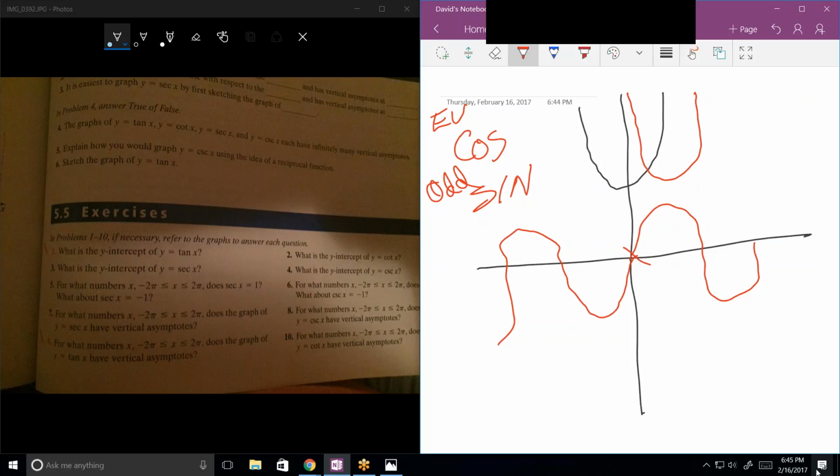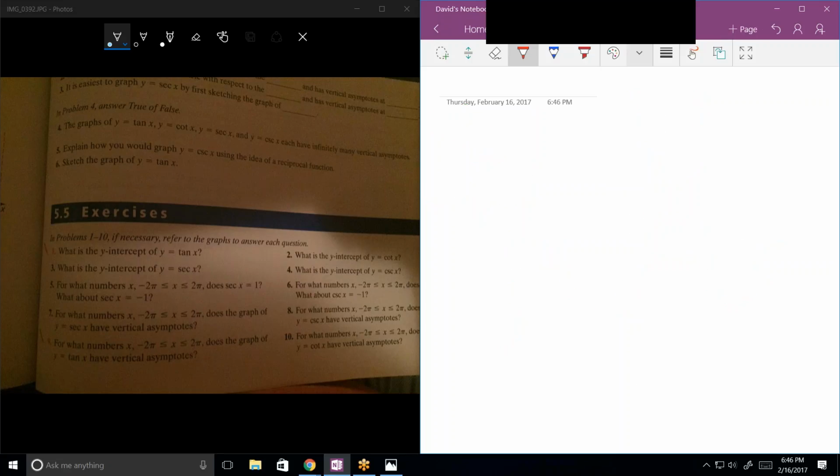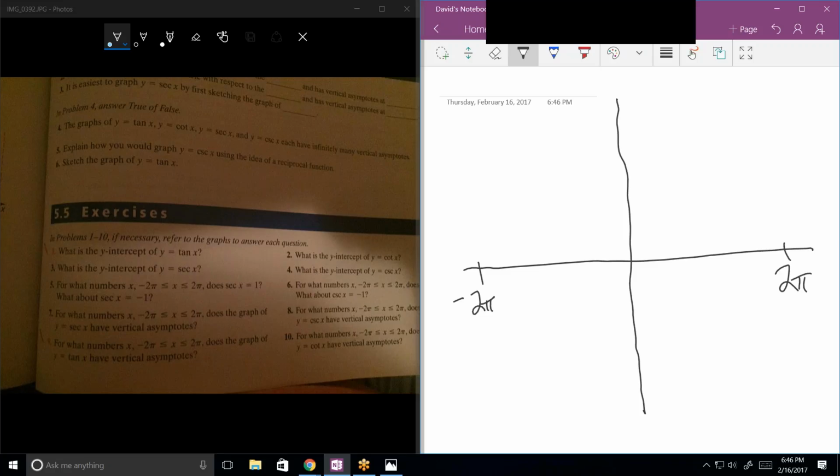Now let's look at question number 5. For what numbers does secant of x equal 1 between minus 2 pi and 2 pi? What about secant of x equal minus 1? Well, let's draw it. I'm going to go from minus 2 pi to 2 pi. And we're talking secant, so that's symmetrical about the y-axis.